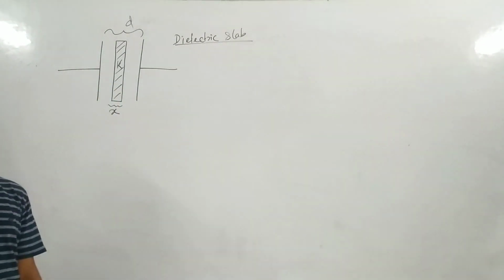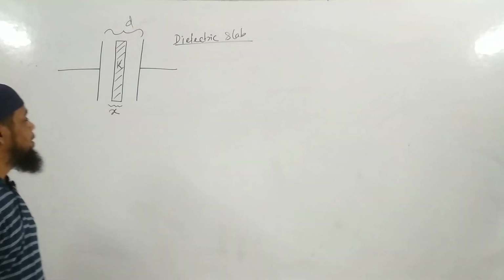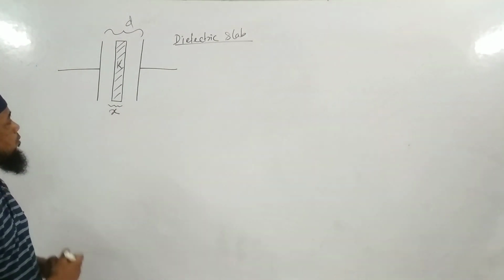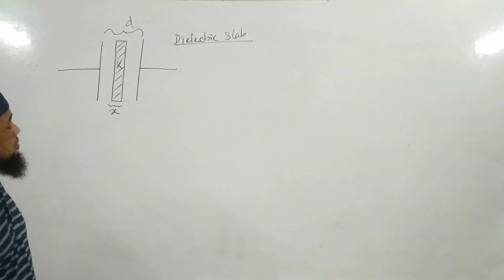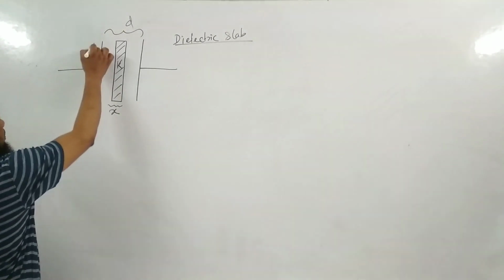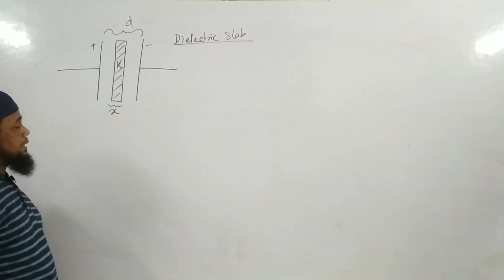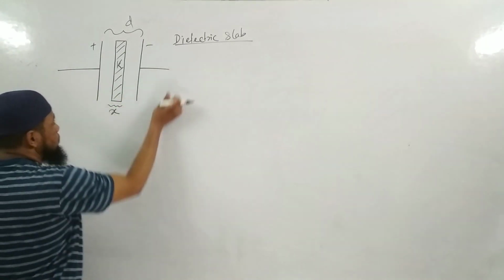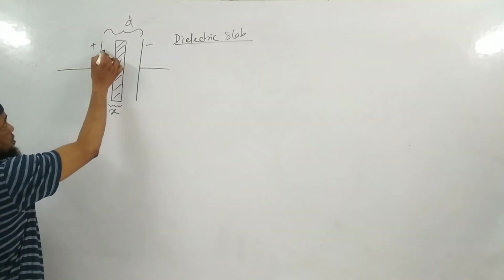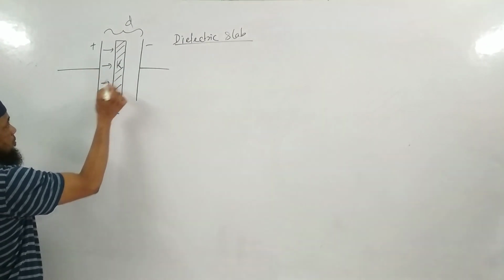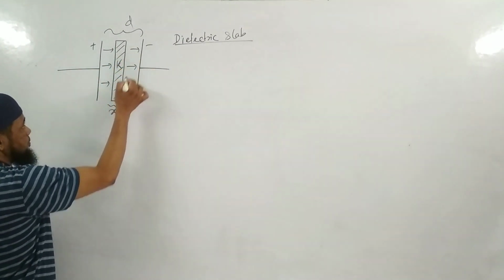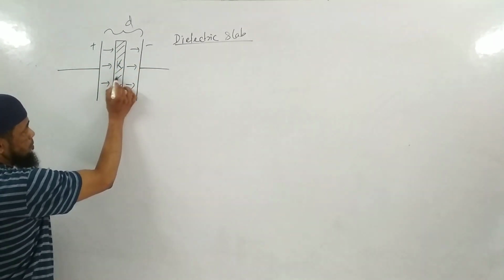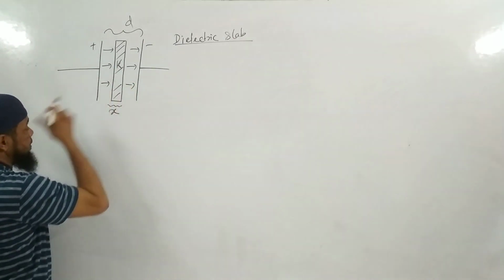What will happen to the capacitance now? How to find out capacitance now? This is a plus plate, this is a minus plate. We have to find the capacitance of the system. How to find it? For that, you need to understand this is vacuum, and this particular part is medium.